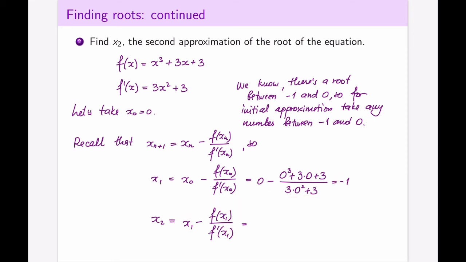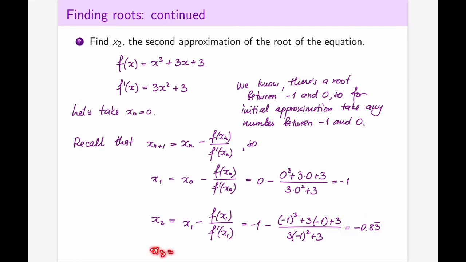So x1 itself is -1. And then I have f of x1, so this formula at x1. So -1 cubed plus 3 times -1 plus 3, all over f prime of x1, so 3 times -1 squared plus 3. Okay, and again, doing simple arithmetic here, I'm going to end up with the answer that is -0.8333, with 3 repeating forever. So my first approximation is -1. My next approximation is -0.8333.